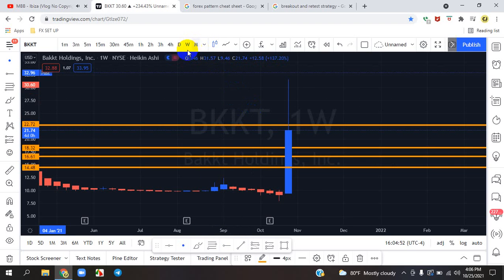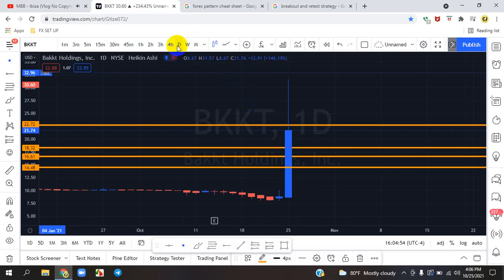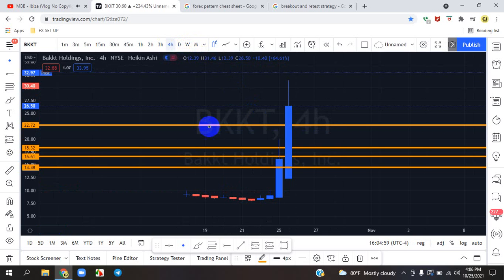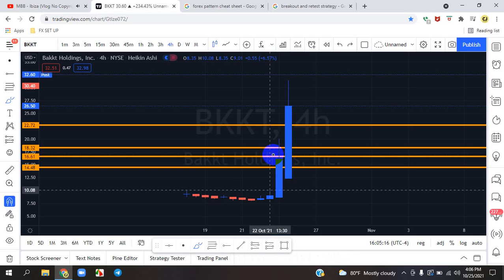Weekly showing the same thing, huge candle. Daily showing the same thing, huge candle. On the 4 hour, 4 hours is a major area. The second to last candle, where the body stopped, closed out on the third SR line. So it's a major area and it's right between both.